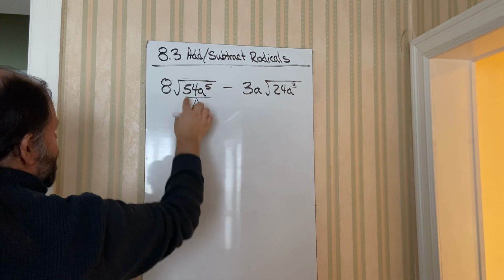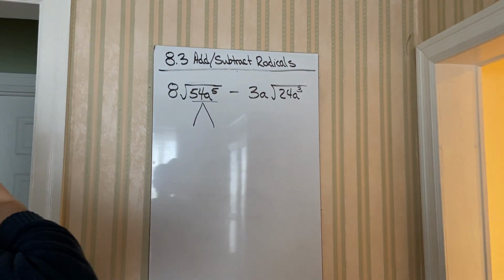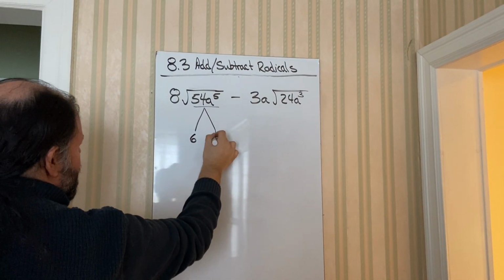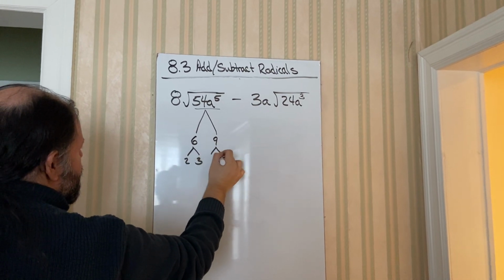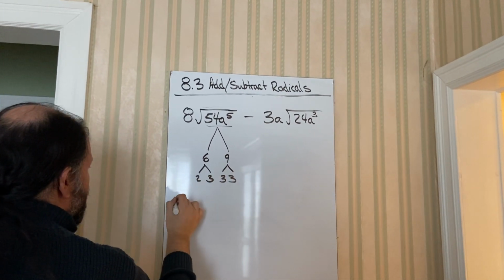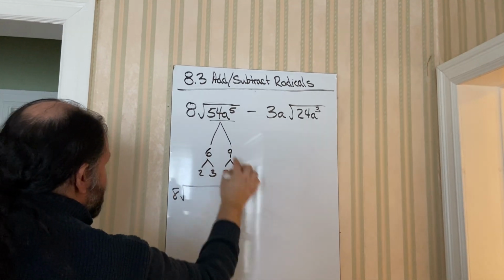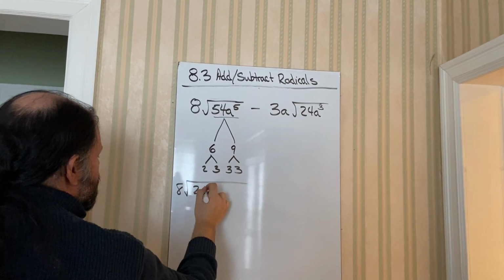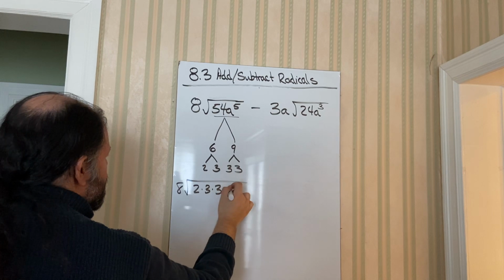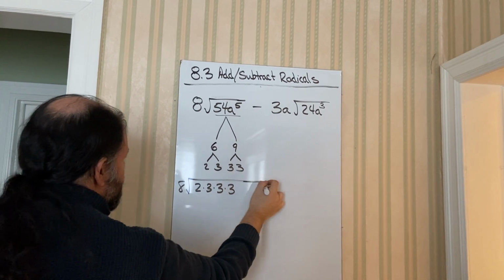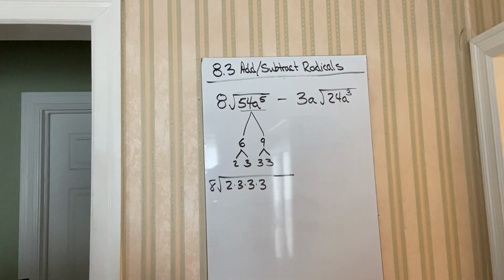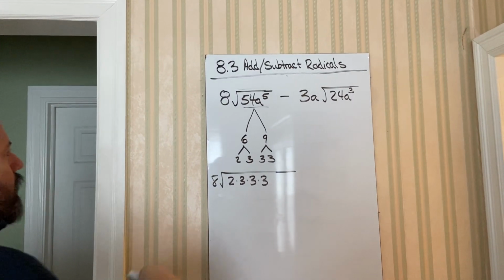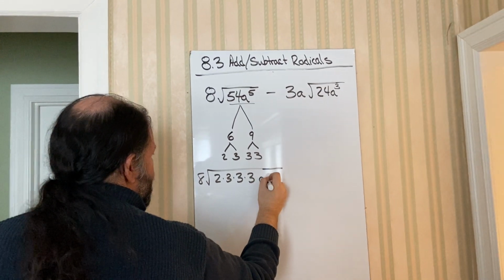Most of you probably said, well, I know I can break down at least the 54. 6 times 9. And 6 is really 2 times 3. And 9 is 3 times 3. So you can break down the number as 2, 3, 3, 3. But how about these letters, a to the 5th? Instead of keeping the exponential form, write it in factored form. That just means write out 5 a's.